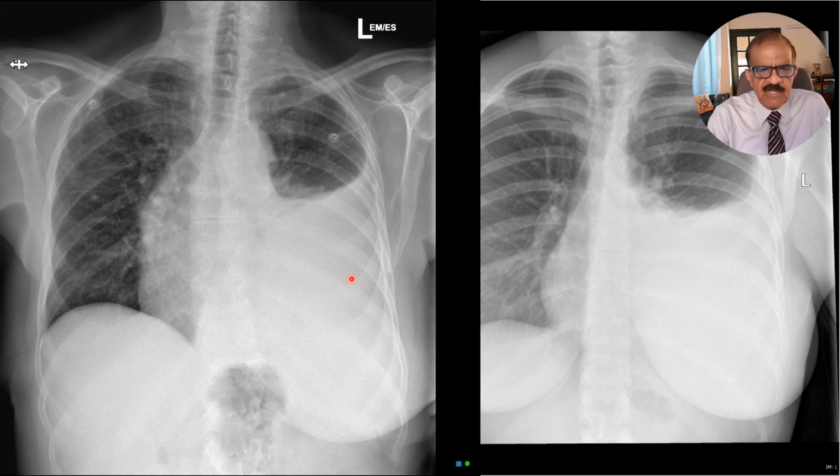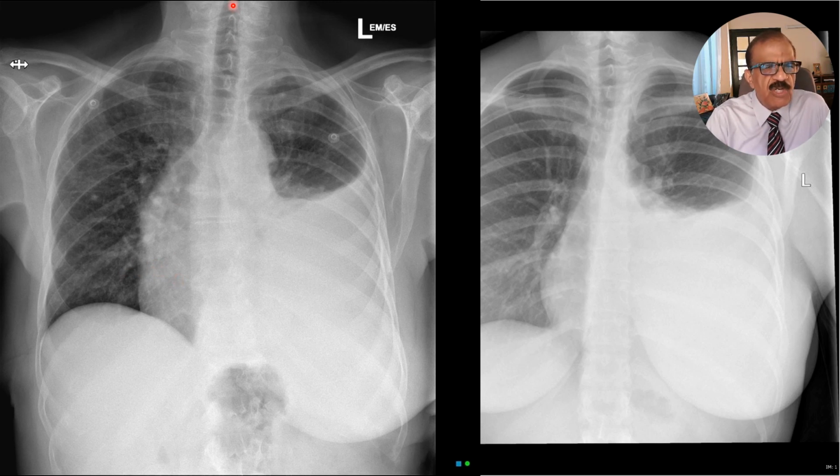But the difference is that it is bigger than the previous one, and I think it has pushed the midline structure to the opposite side. If you see the heart, the right cardiac border normally coincides with the right sternal border, and this is the spine. I think it has gone way to the right side. I think this much is a significant shift.